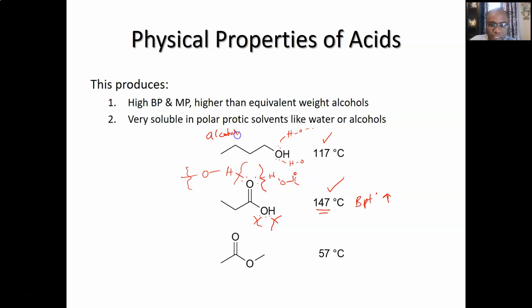And alcohols will have higher boiling points than esters. You see here, there's no hydrogen bonded directly to oxygen, so there's no hydrogen bonding. All you have is dipole-dipole, so the boiling point is lower. Now, because of the hydrogen bonding, small carboxylic acids are highly soluble in polar protic solvents like water.